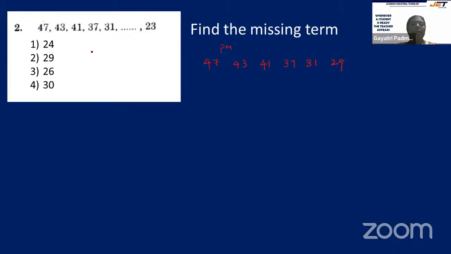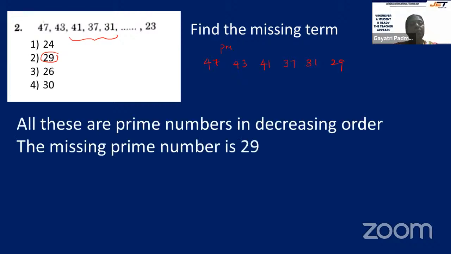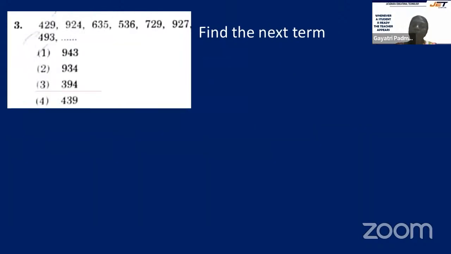So these represent the prime numbers, but in a decreasing way, not in an increasing way. So the next must be option 2, which is 29. All right, students, I'm sure you would have understood. Let's check the answers. Your 30 seconds is done. Yes. All these are prime numbers in decreasing order, and the missing prime number is 29. Therefore, option 2 is the correct answer. So if you had opted for option 2, then your answer is perfect. All right, now let's move on to the next question.